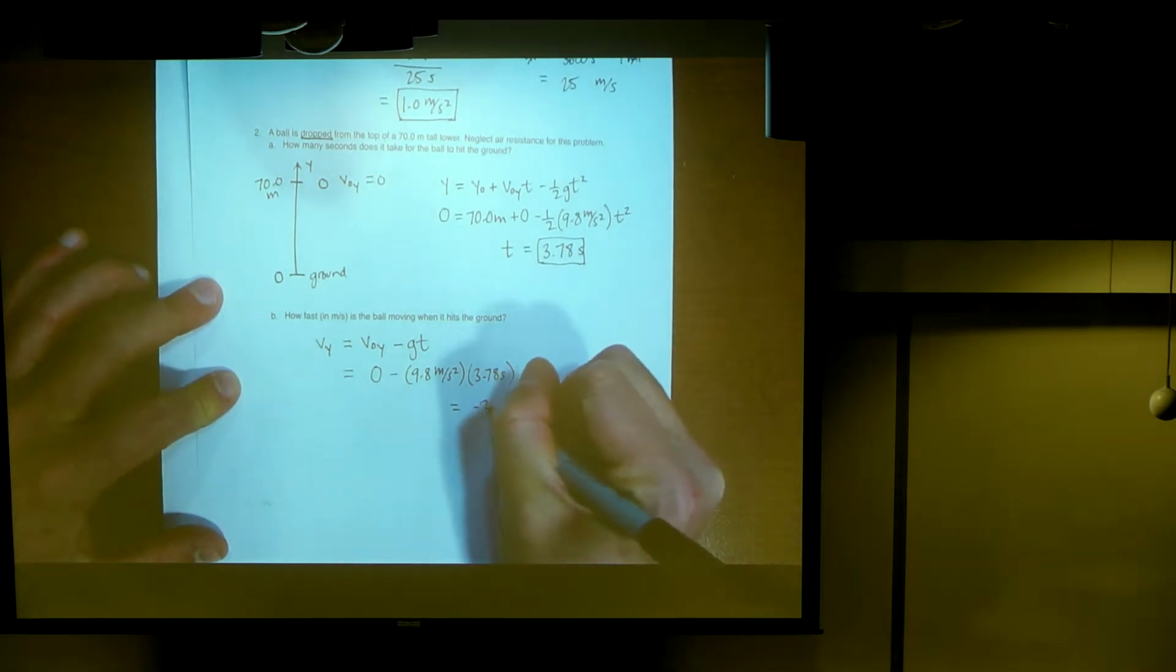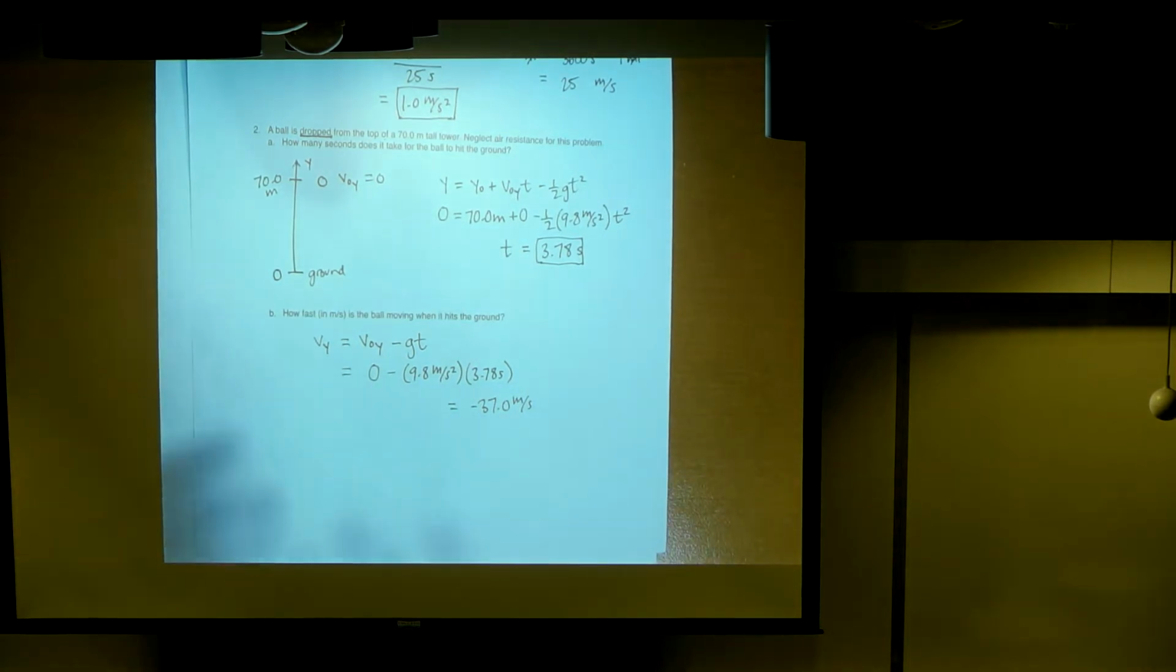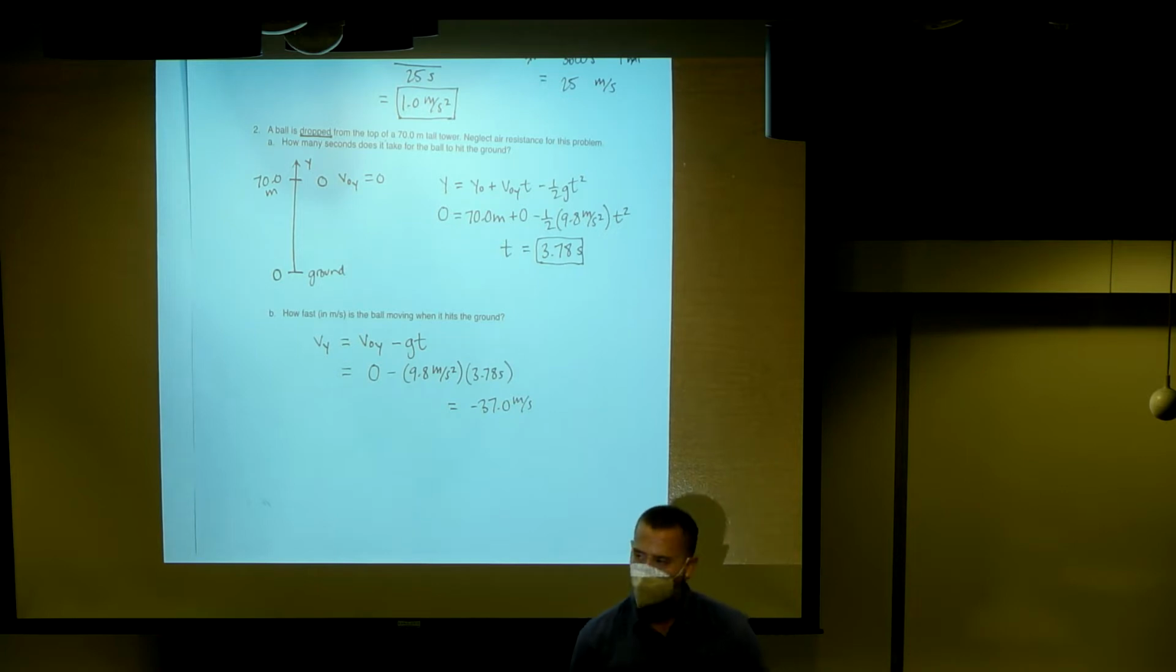And what does that work out to? Yeah, it's minus 37 meters per second. And that negative sign is only telling us that we're moving downwards. So if we were to indicate a speed, we would just take the absolute value of that, which is 37 meters per second. Okay? Any questions on this?